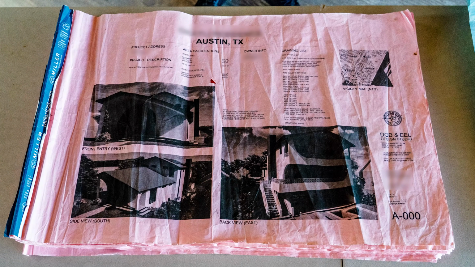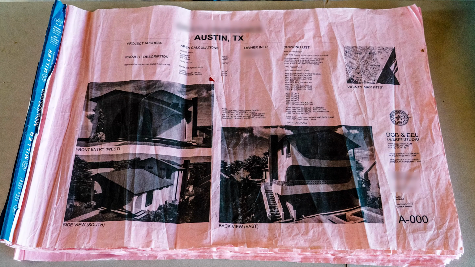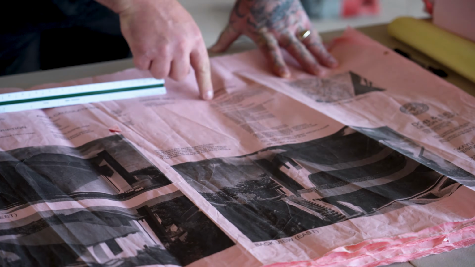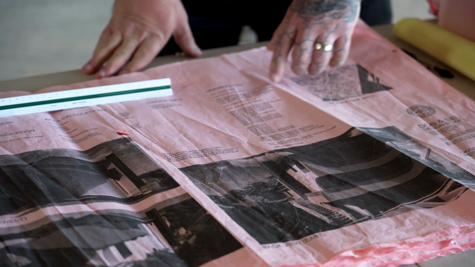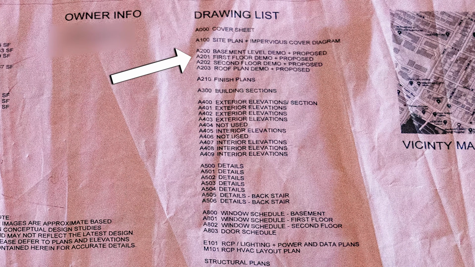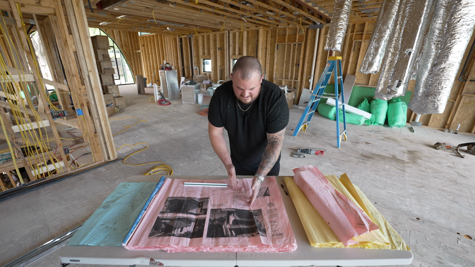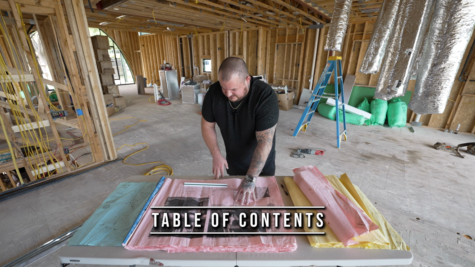Every plan set is going to start with a cover sheet. Usually have some renderings of the property, but more importantly, you have an index here where each one of these pages, it tells you what it is. For instance, you have first floor demo and proposed. You have second floor demo and proposed. Finishes, building selections, exterior elevations, detail pages, window and door schedules. Then we go down to reflected ceiling plan, lighting. Then we have plumbing, HVAC, and then the structural plans. So you know right here, this is your table of contents.